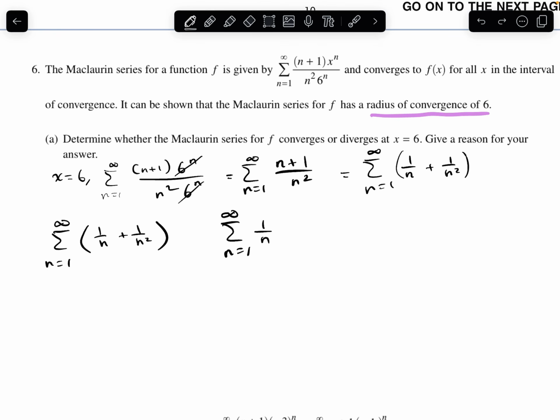But what do we know about this series? We can compare it to 1 over n, right? And what we see here is this series on the left side is always going to be greater than this series 1 over n. For any n value, the terms in this series are always going to be greater than the terms in this series. Now, why is that important?